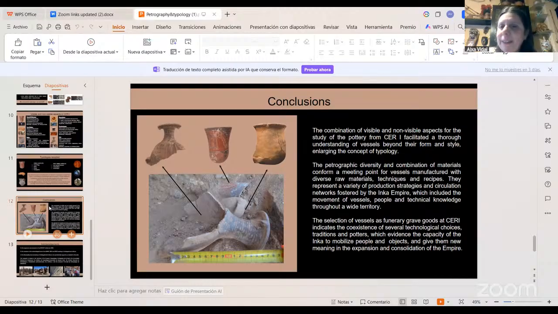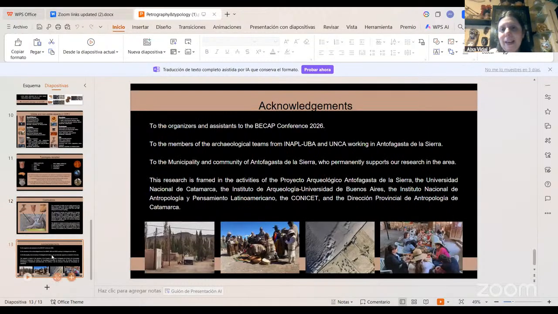And the selection of vessels in these funerary grey goods, as Ser Uno indicate, the coexistence of technological choices, traditions, and portraits, which evidence the capacity of the Inca to mobilize people and objects and give them new meaning in the expansion and consolidation of empire, that is not limited to what is seen, but also to what is unseen in every vessel.